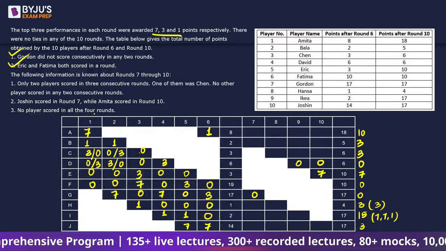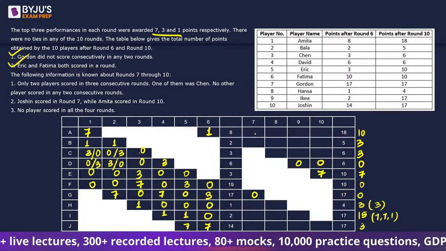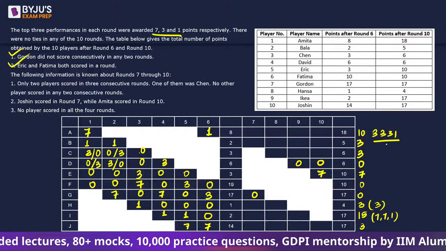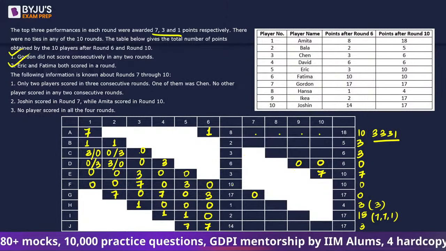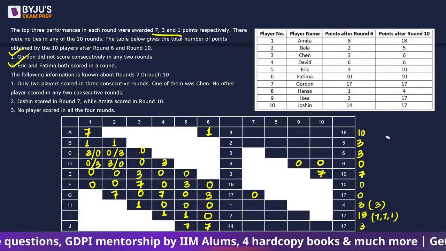No player scored in all the 4 rounds. As in, I can't take this 10 as 3, 3, 3, 1, because if I do this, then all the 4 rounds are going to be utilized. So the combination of 10 can't be 3 times 3 and 1. The only possibility we have is 7 and 3.